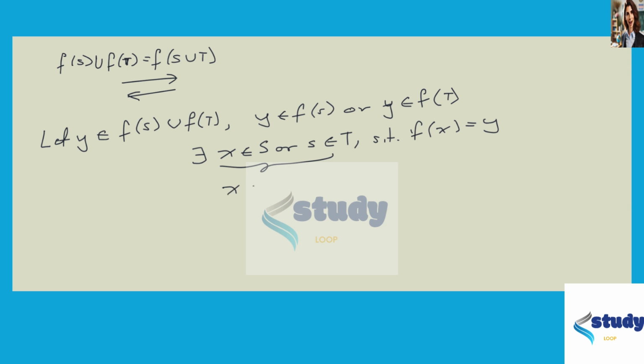So you have that x is in S ∪ T. Therefore, f(x) is in f(S ∪ T). So then f(x) is equal to y. But what do we know about y? We know that y is in f(S) ∪ f(T). So therefore, f(S) ∪ f(T) is a subset of f(S ∪ T).